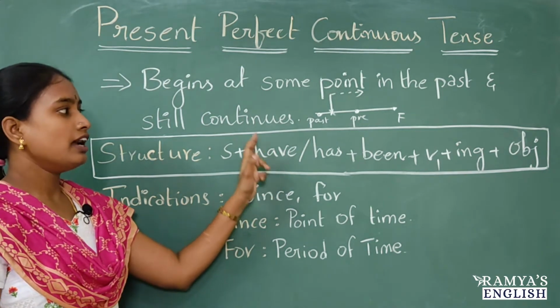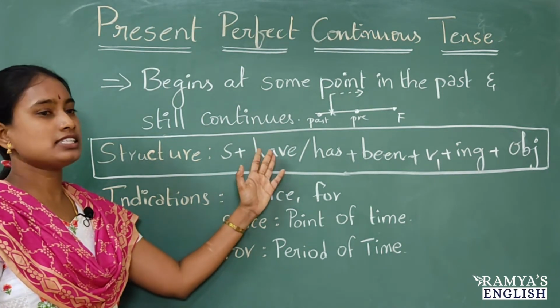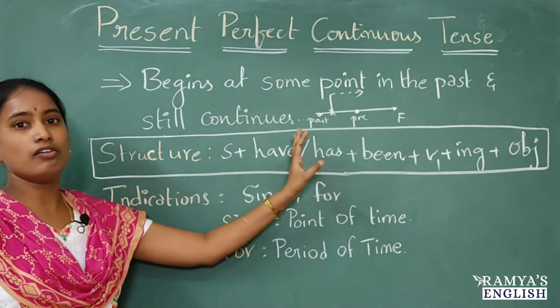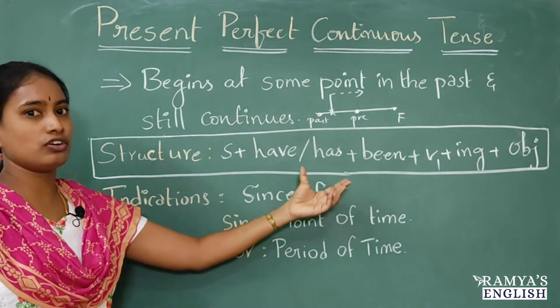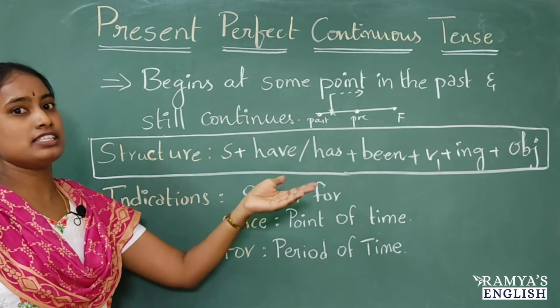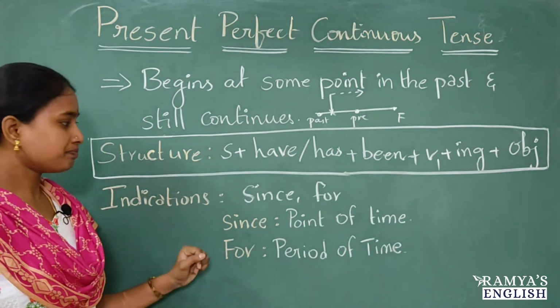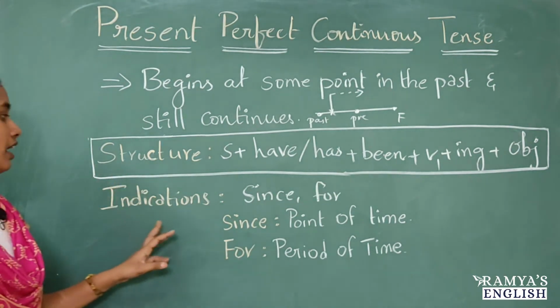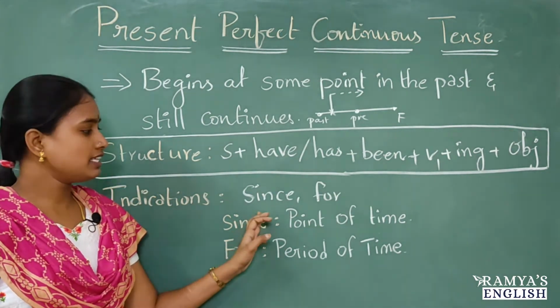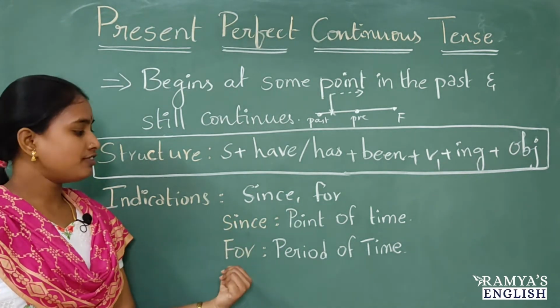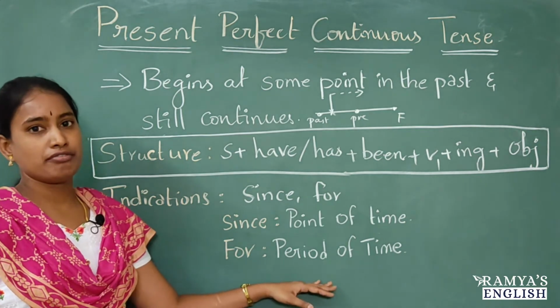So here in present perfect continuous tense we are using been. Not only in present but also in all the tenses, past and future also, in perfect continuous tenses we use been in the structure. So that we should remember. And indications are since and for. Since is used for point of time and for is used for period of time.